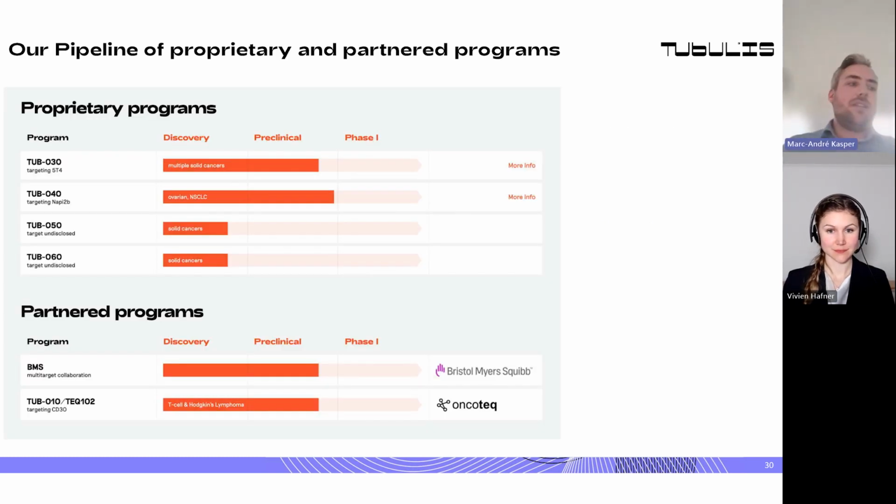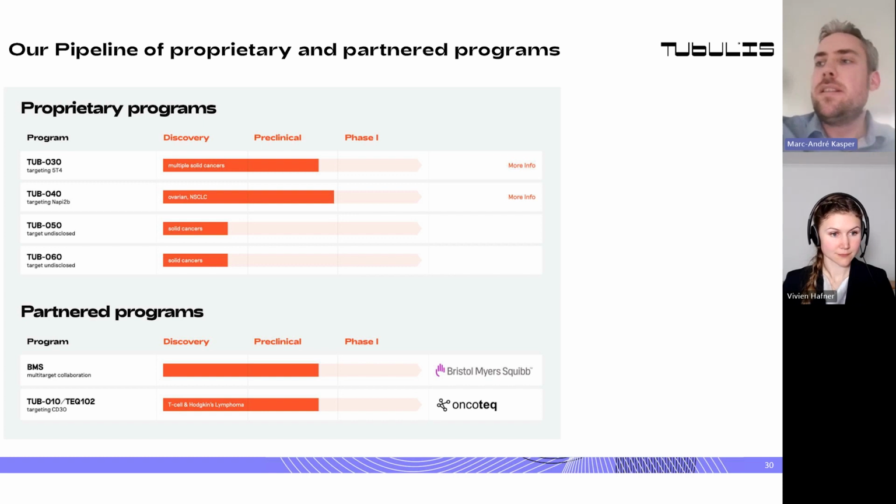And since we generated all this nice data around this platform, of course, we want to use it. We want to bring it to a patient. I mentioned this in the beginning. And we're using this for our program. So our pipeline, you can see here, our two front runners are TUB30 and TUB40, targeting 5T4 and NaPi2b. These will, as I said, soon enter the clinic, TUB40 a little bit earlier.